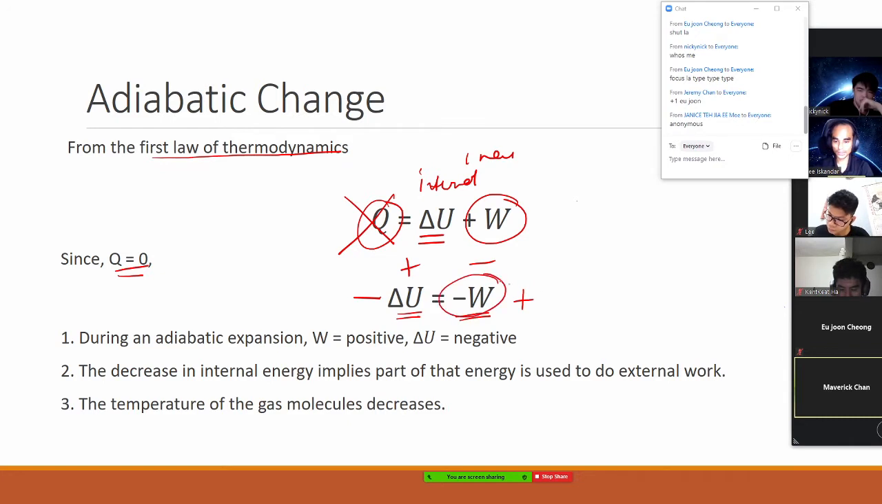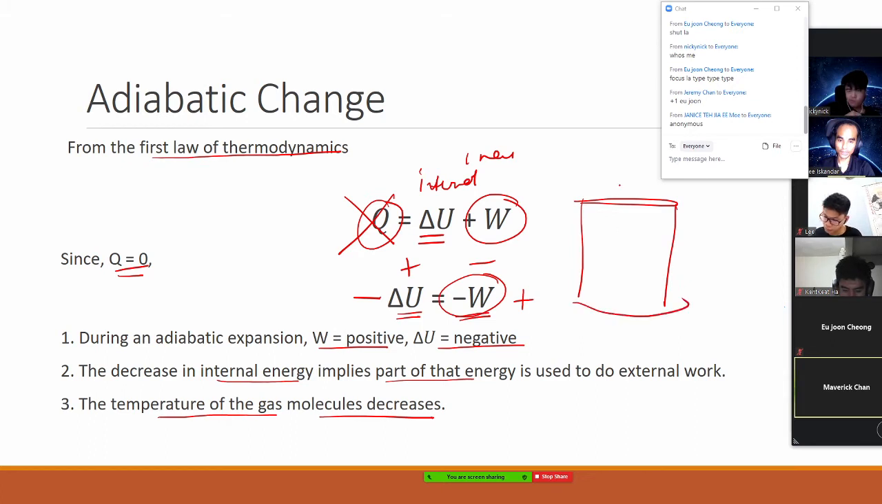This work done is by the gas, it's not by the system. So during adiabatic expansion, W will be positive and the change of U will be negative. A decrease in internal energy implies a part of the energy is used to do external work. The temperature of the gas molecules decreases. It's easy if I draw like this.